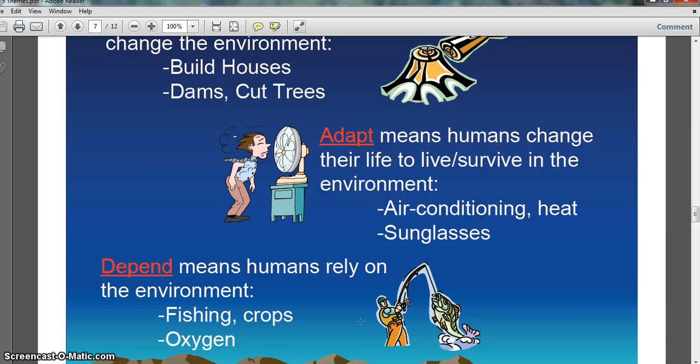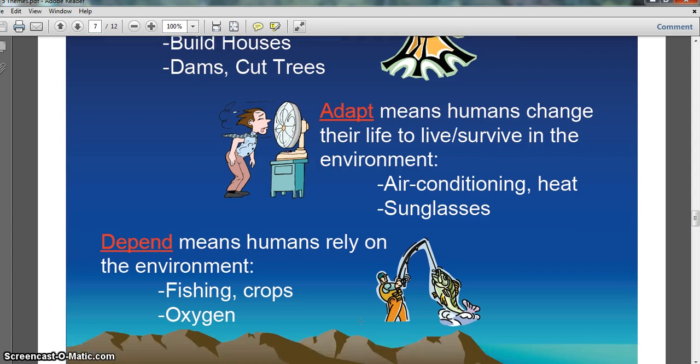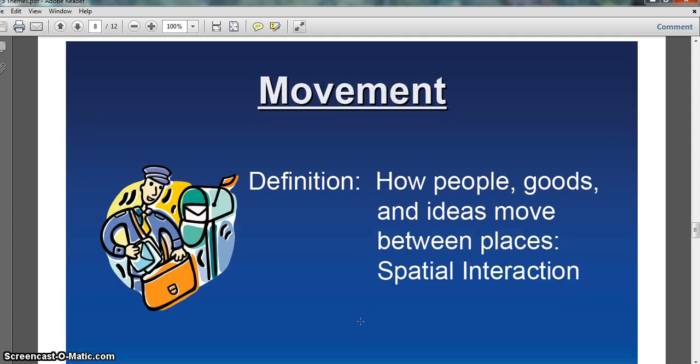We also depend as humans on the environment. We depend on the environment for crops, to grow wheat and corn and vegetables and fruits and so forth. We also depend on our environment for food. We depend on our environment for fish in the rivers and so forth. And oxygen, trees that convert carbon dioxide into oxygen, which would be one way that we depend on our environment.